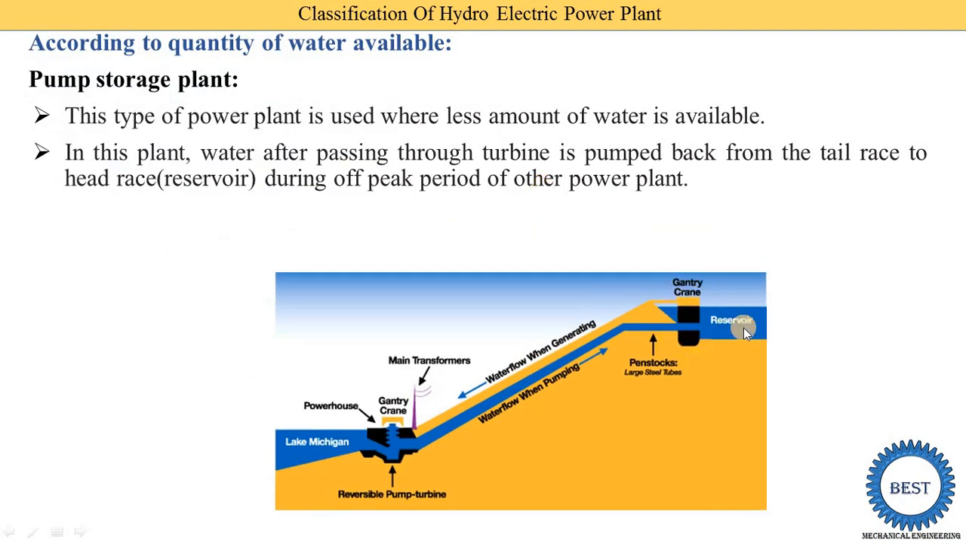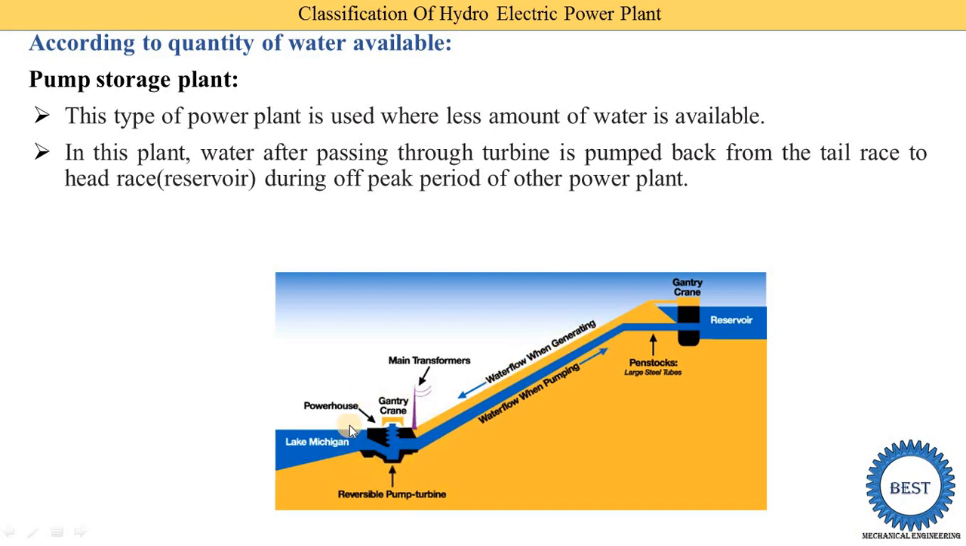So here you see in this diagram, here it is the reservoir. Okay, and this is the penstock, means the pipe, and here the turbine or a pump is there, means a reversible pump or turbine. When they rotate clockwise, at that time they behave like a turbine. When we rotate anti-clockwise, they are converted into a pump. Okay, so during the peak hours what happens? The water is supplied. So here you see water flow when generating, means water flows downwards.